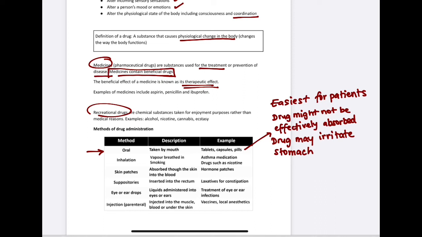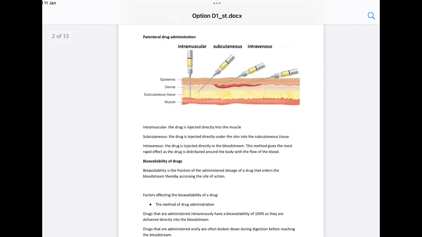And then you have injection. So there are three types of injections that can be done. You have intramuscular injections, where the drug is directly injected into the muscle here. You have subcutaneous injection, where the drug is injected under the skin. This is in the skin tissue here. And then you have intravenous. Intravenous, the drug is directly injected into the bloodstream, and this is the most rapid effect, as the drug is quickly distributed to the body with the blood flow.